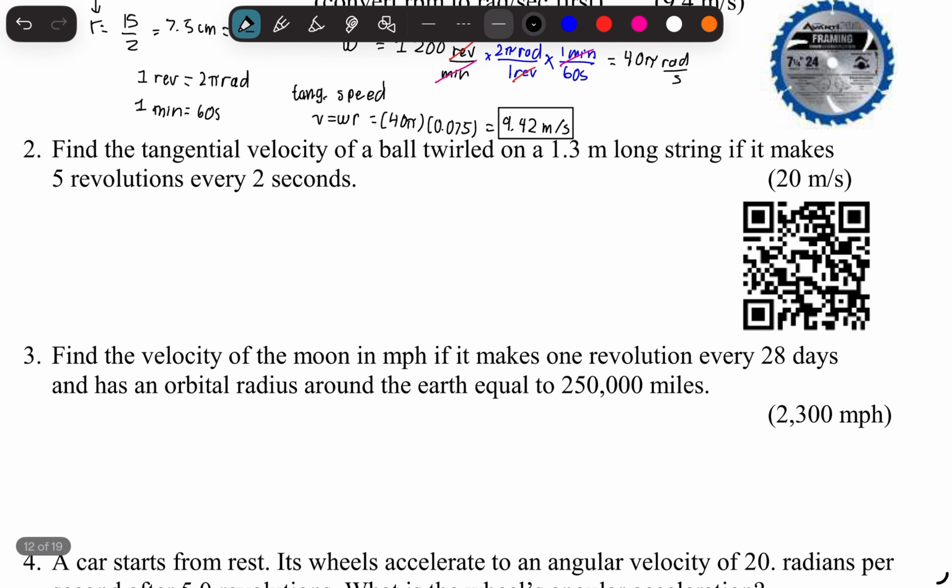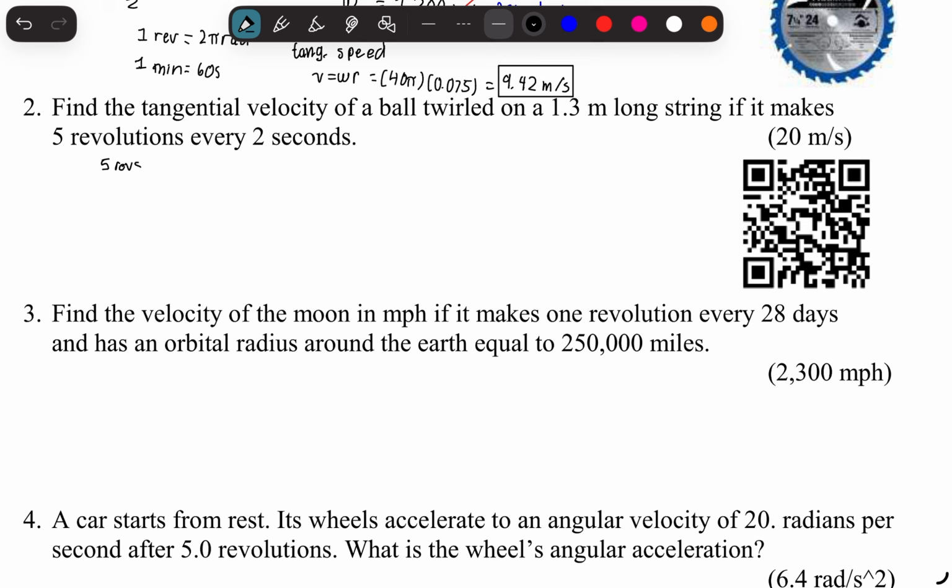Find the tangential velocity of a ball twirled on a 1.3 meter long stick if it makes 5 revolutions every 2 seconds. So we're given the radius of 1.3. We're also given 5 revolutions, so 5 revs. And we're given t is equal to 2 seconds. So now what we can do is we convert revolutions to angular velocity. We know the unit for omega is going to be in rad per second, right? So we have to get that into rad per second.